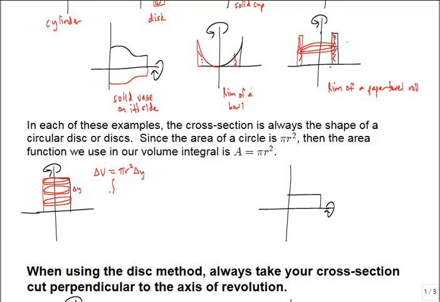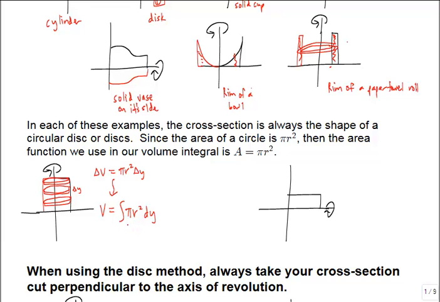And what that does is it turns this accumulation, or this sum of these volumes, into an integral. So this delta V turns into just V, and this pi r squared delta y turns into the integral of pi r squared dy. So if you take your cross sections perpendicular to the axis of revolution, and it's a vertical axis like this, then we're going to get those dy's, and you're going to get a dy integral.